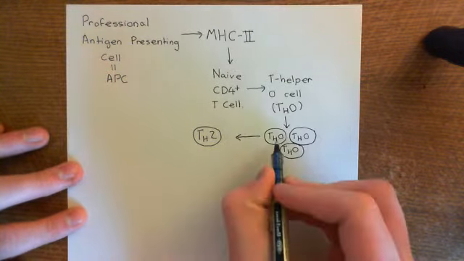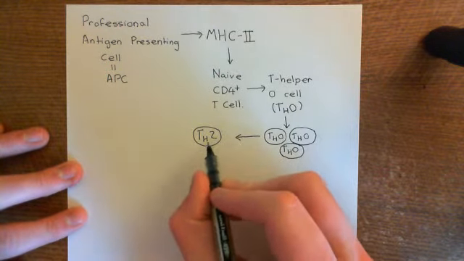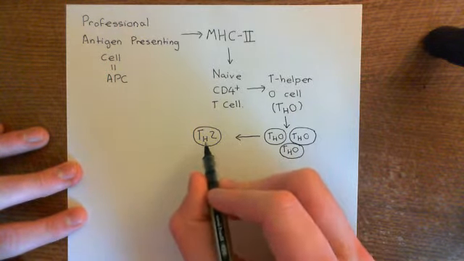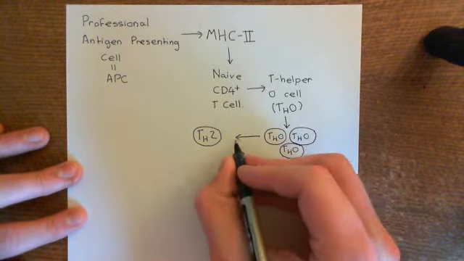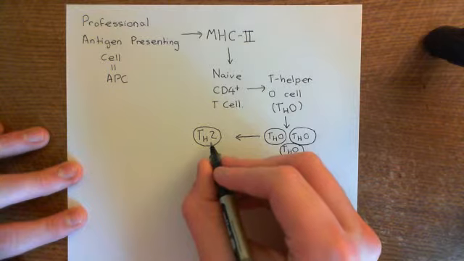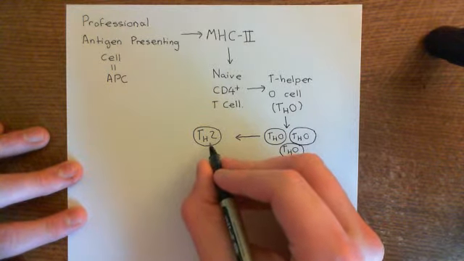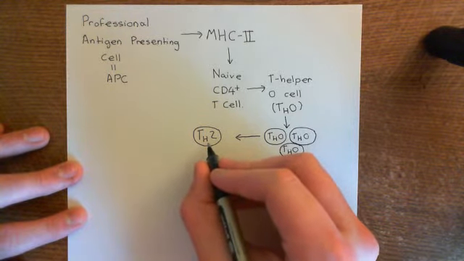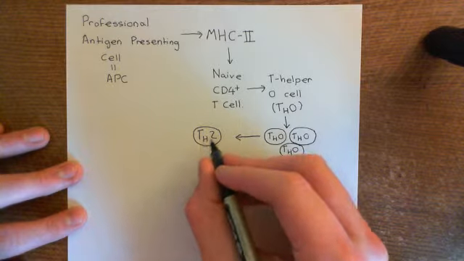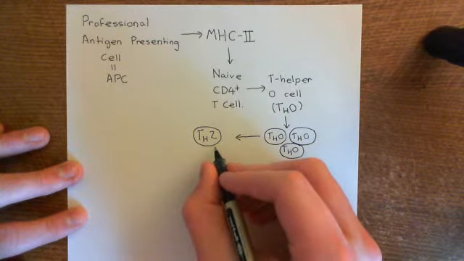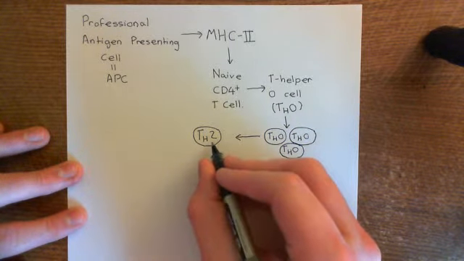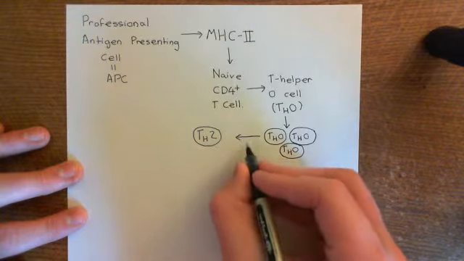Okay, so what happens is that these cells start to differentiate into T helper 2 cells, okay, and these cells are going to help destroy extracellular pathogens. So they are part of the humoral immune response. So something tells these T helper 0 cells that we are dealing with an extracellular pathogen here, and they need to differentiate into T helper 2 cells.